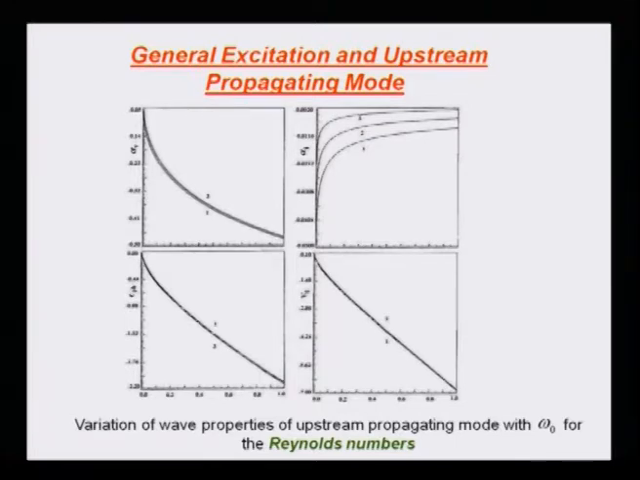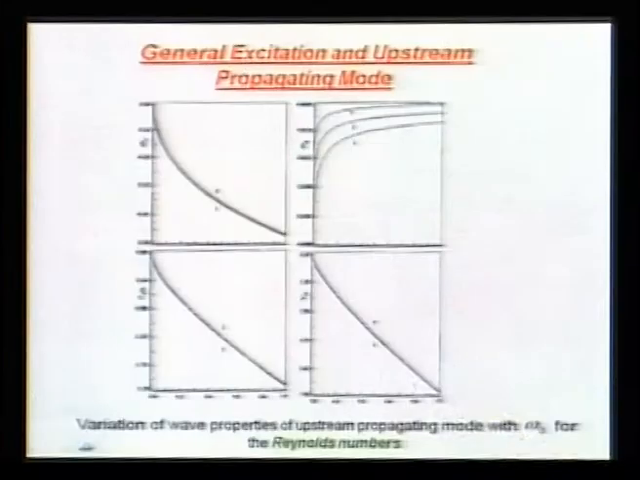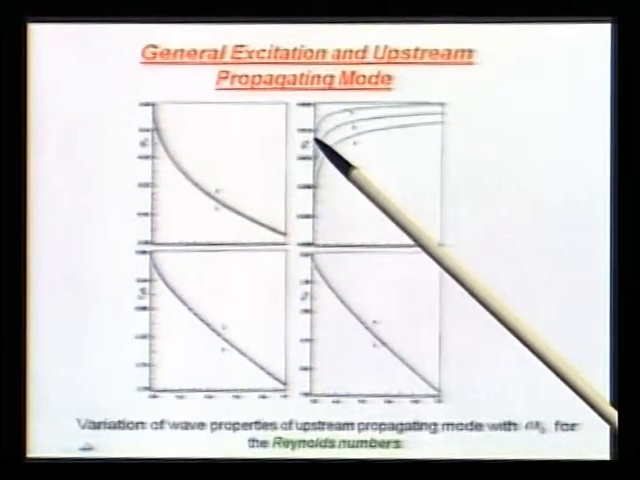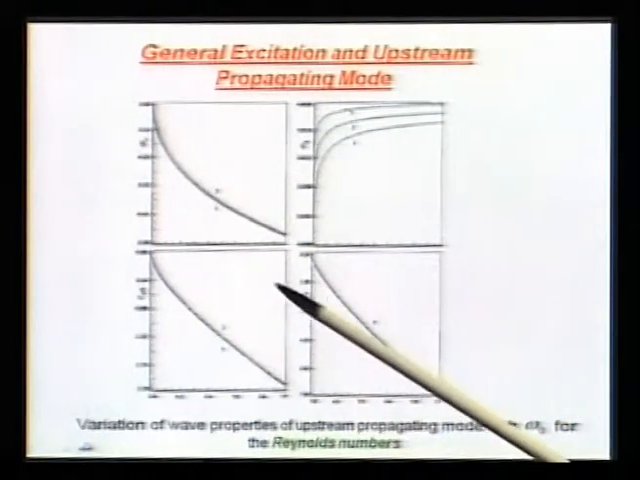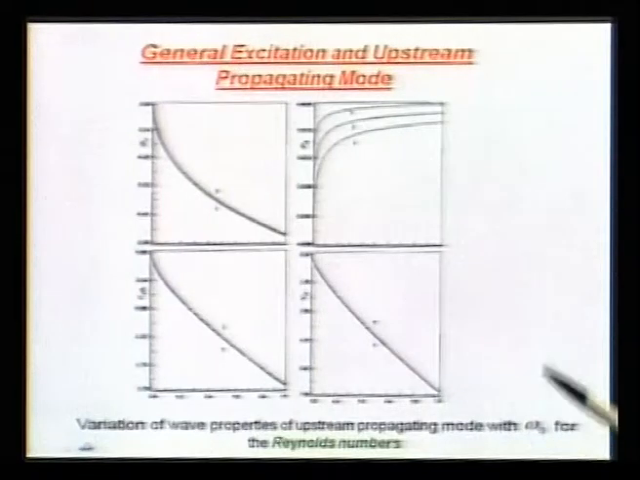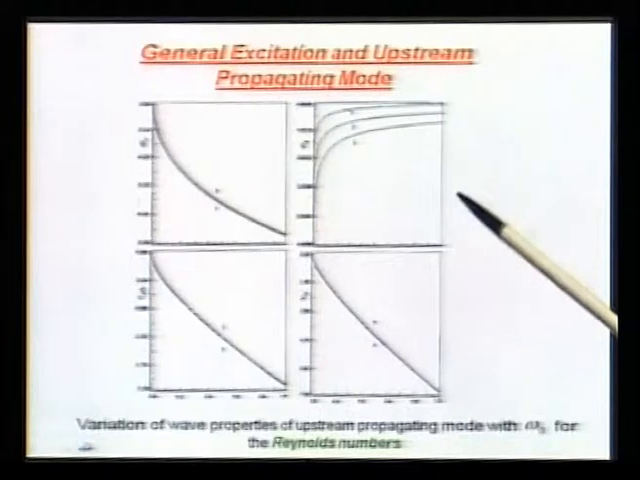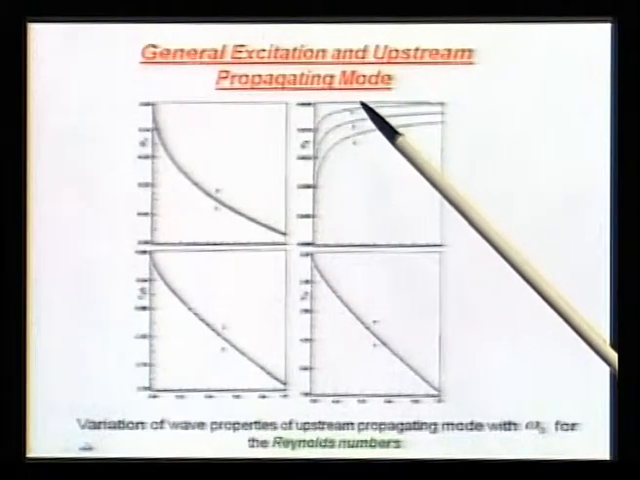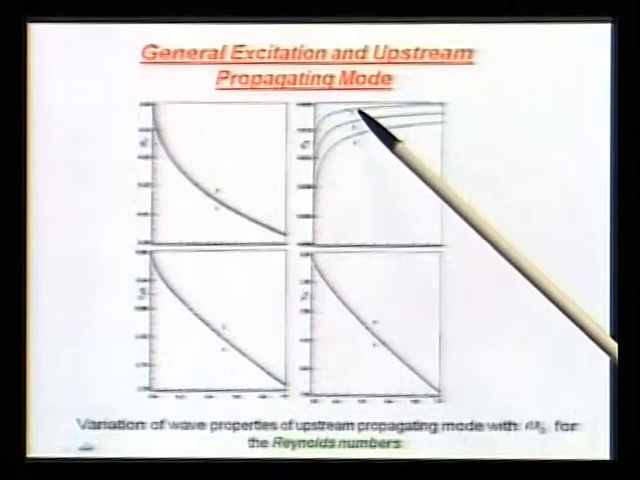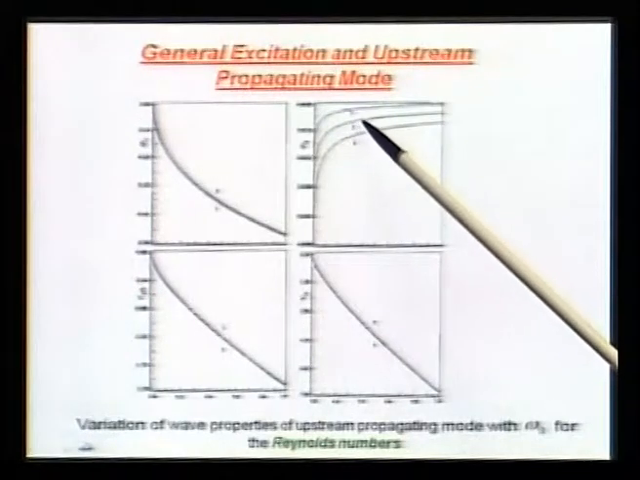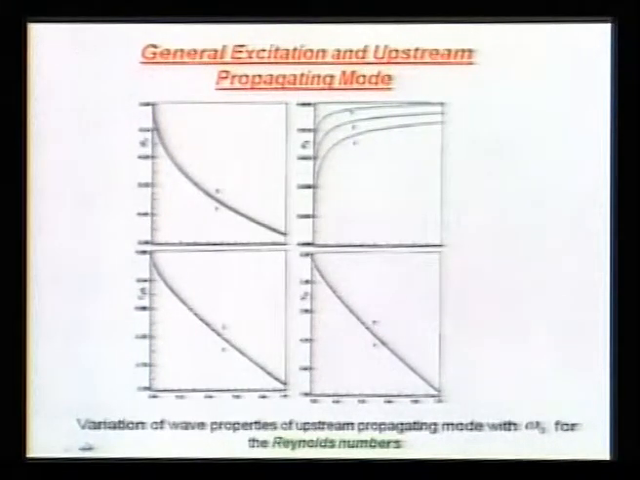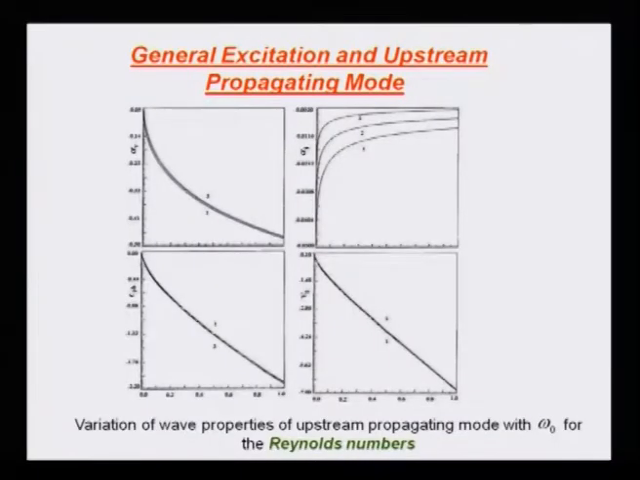Now, here what we are showing you are basically these 4 properties that we talked about: alpha r, alpha I, C phase and the group velocity, for 3 different Reynolds numbers. I think one curve corresponds to a Reynolds number of 400, the middle one is probably 1000, and this is 4000, like the one that you saw. The local solution also we plotted for these 3 Reynolds numbers.